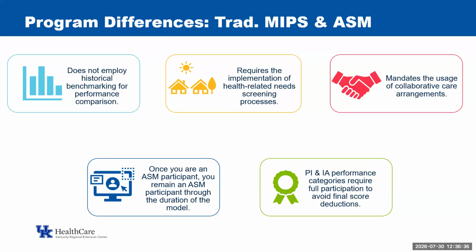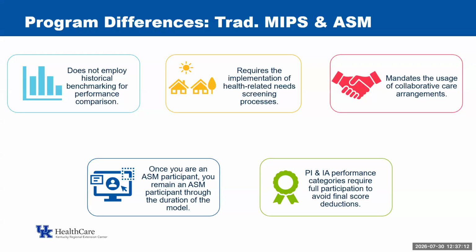Second, ASM requires the implementation of the health-related needs screenings. And this process is something that our specialty practices may not likely have focused on in the past. This is a pretty heavily primary care focused activity that now we're going to have to figure these workflows out. Third, as we've talked, ASM mandates the use of the collaborative care arrangements. This is pushing our specialists to get more involved in the care accountability and coordination with primary care providers. Practices will need a clear way to document, maintain, and operationalize those arrangements.